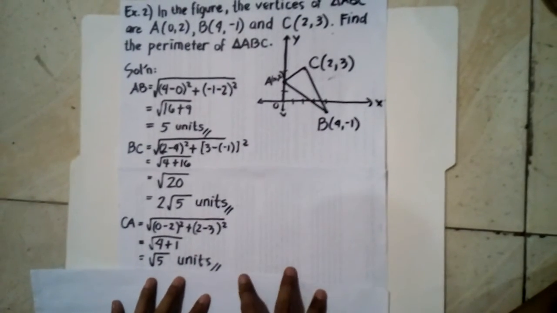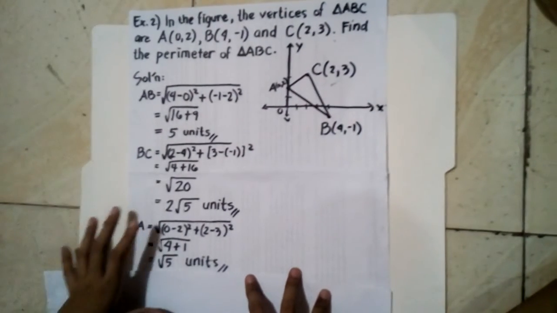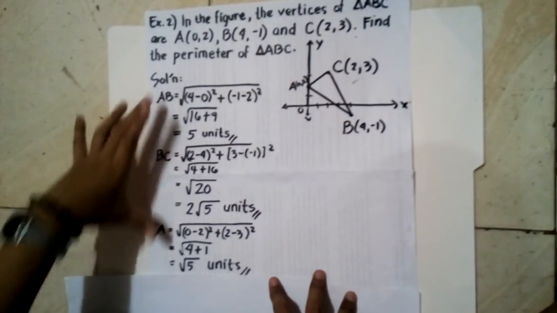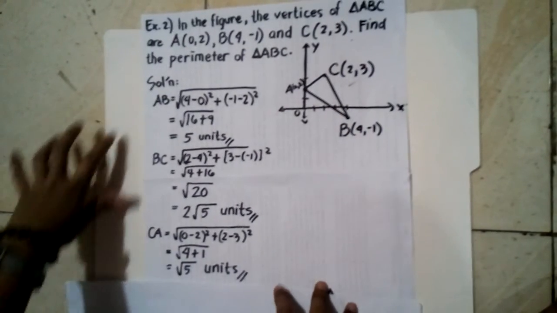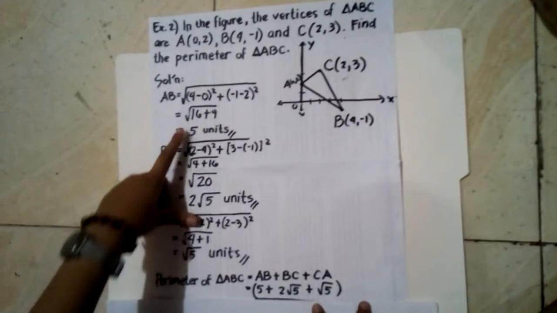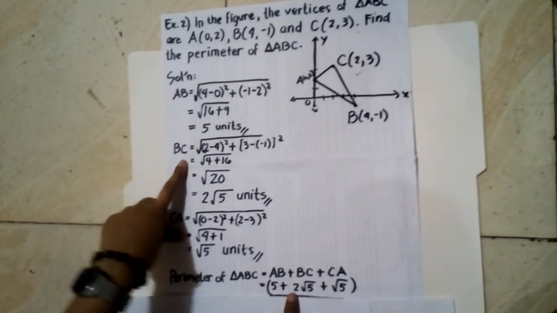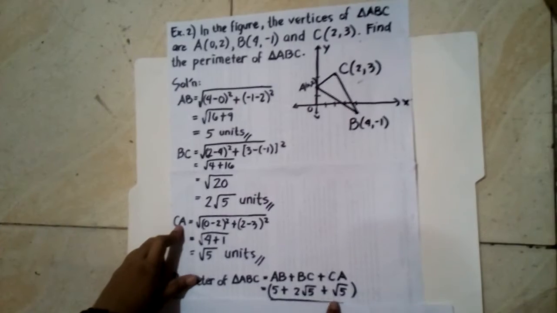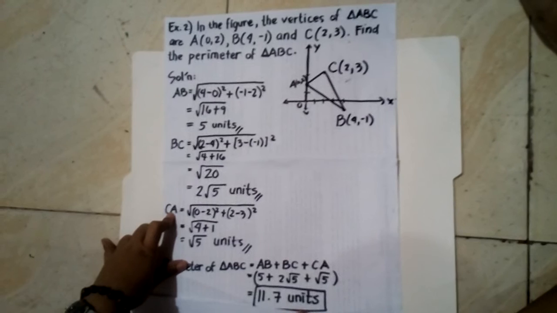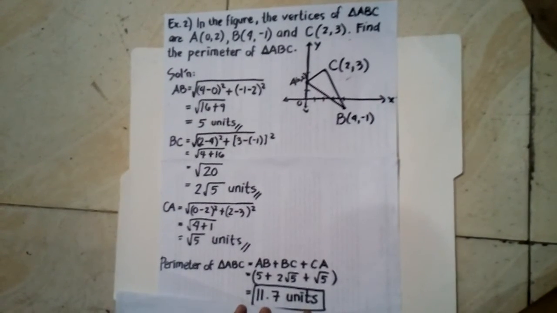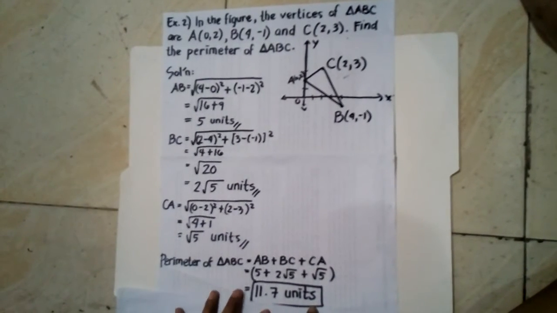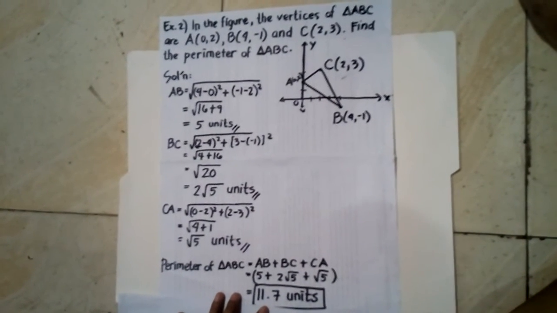Since we are going to find the perimeter, we should get the summation of these three. So the summation of AB plus BC plus CA is equal to AB, which is 5, plus BC, which is 2 square root of 5, plus CA, which is square root of 5. This is equal to 11.7 units. We convert this into a decimal, to 3 significant figures. So this is our final answer, 11.7 units.